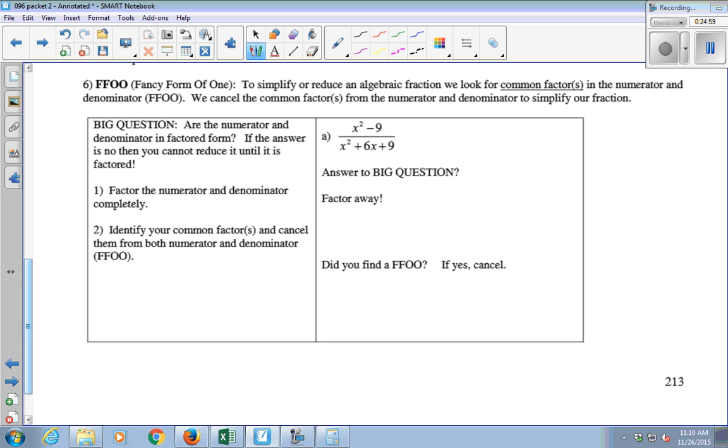All right. So, big question, are the numerator and denominator in factored form? If the answer is no, then you cannot reduce it until it's factored. So, x squared minus 9, is that in factored form or can I factor it further? It can factor further. And the same with the denominator. So are they in factored form? No. So I factor. X squared minus 9. Can anybody factor it quickly? X plus 3, x minus 3.